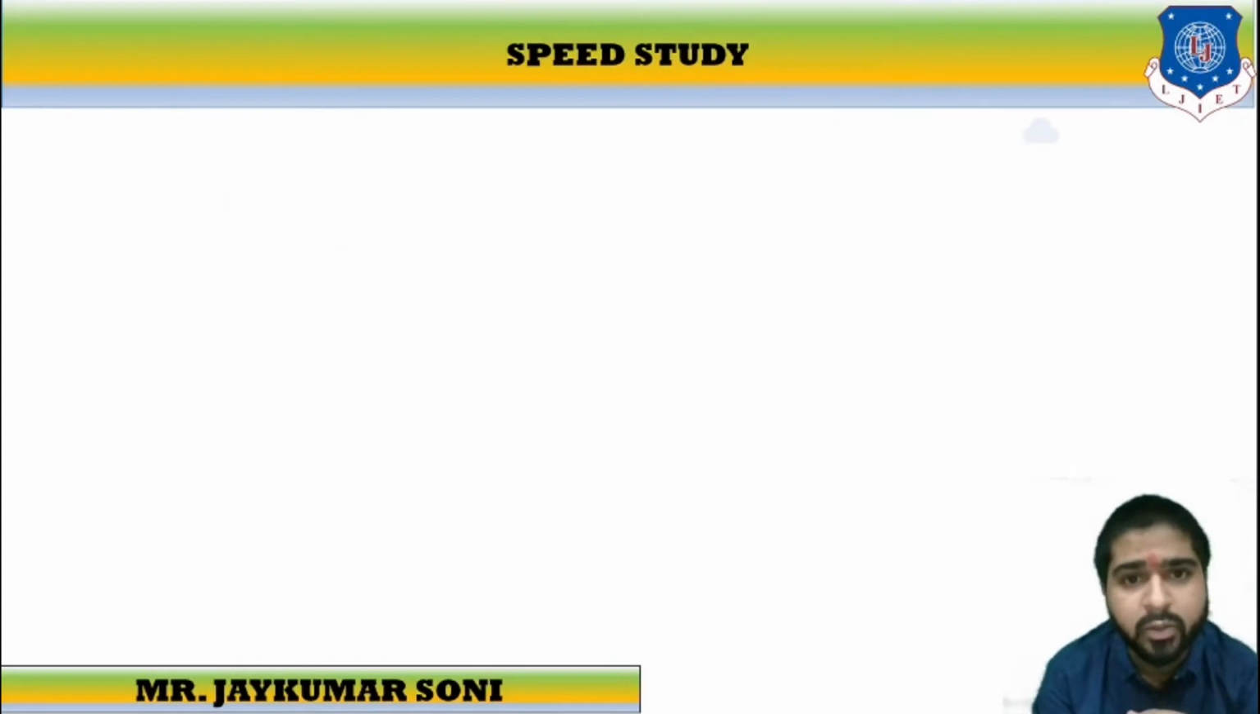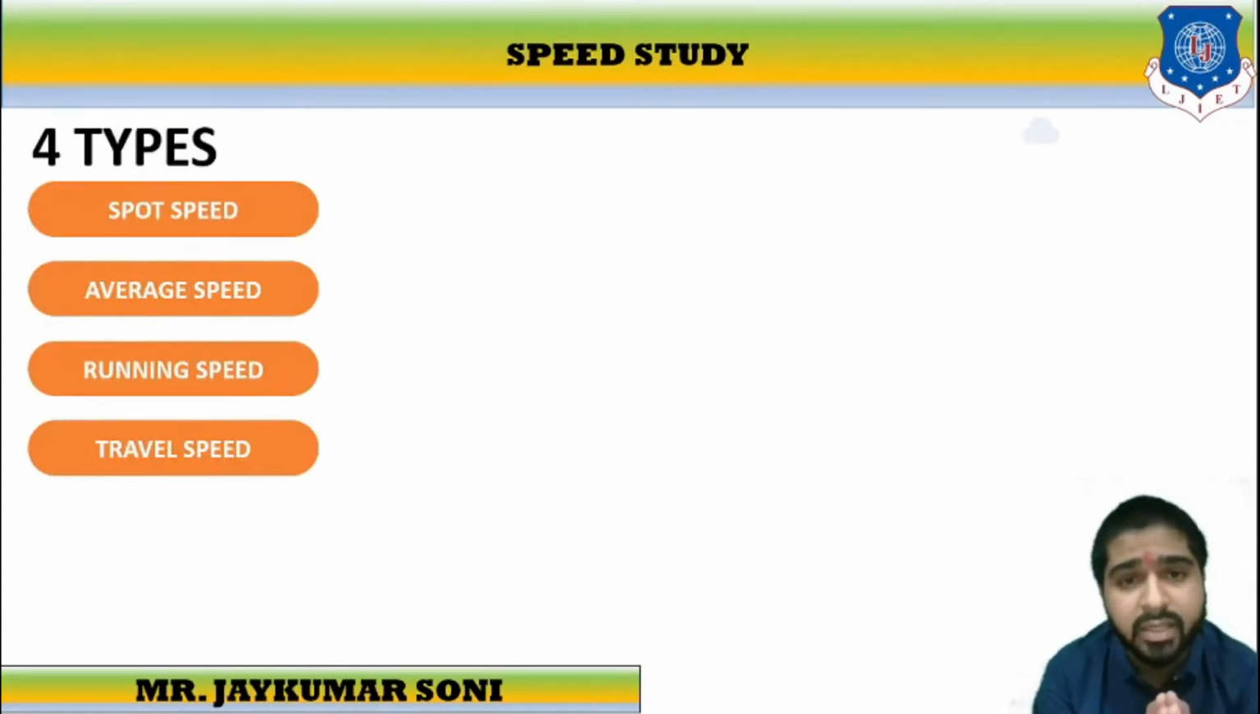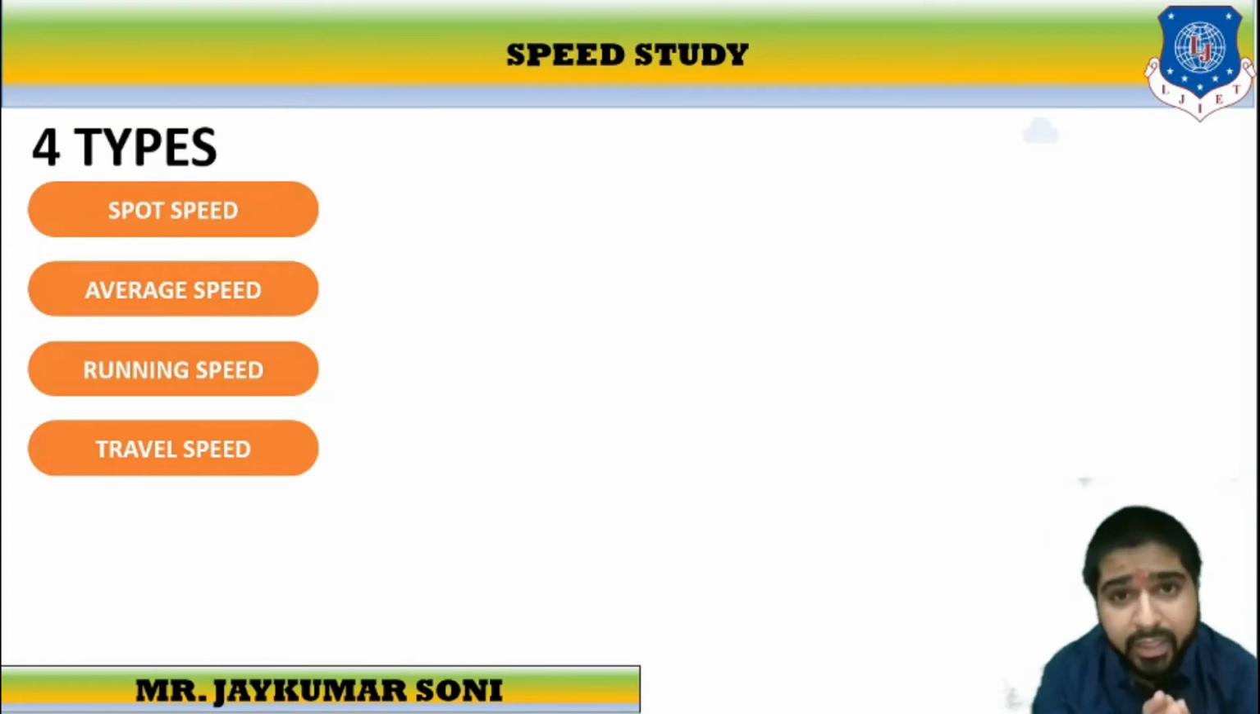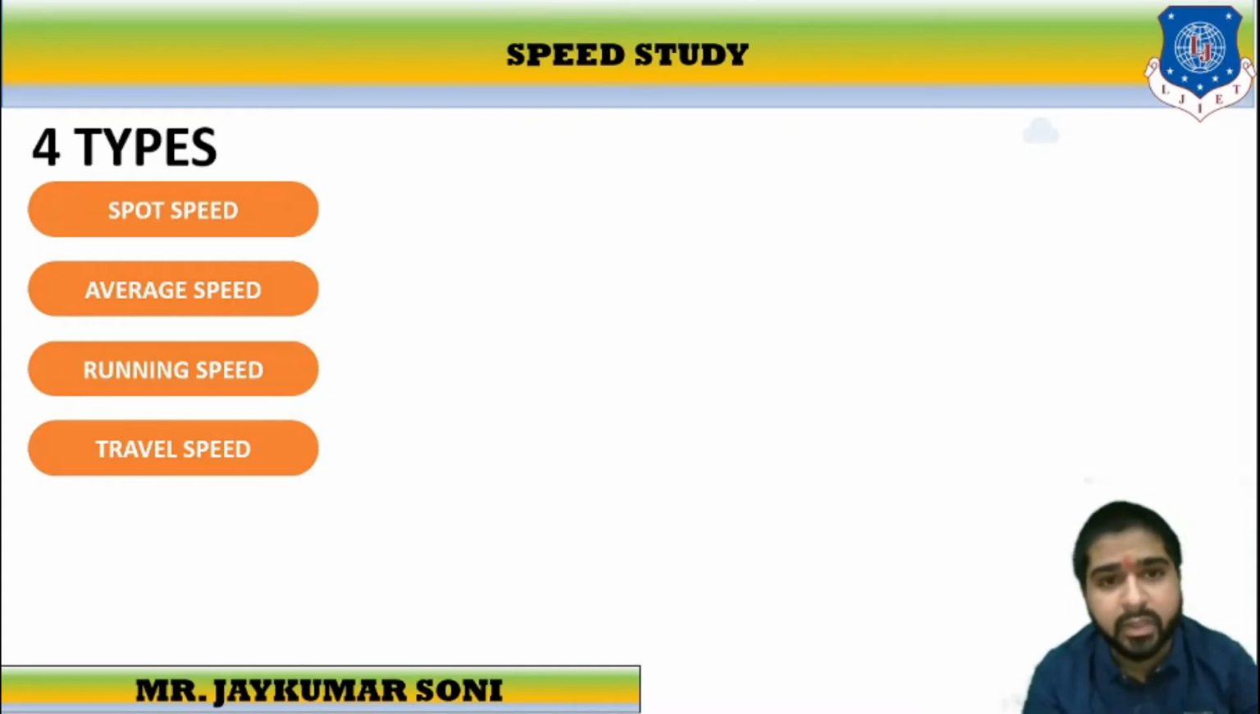Before going into that topic, I would like to mention that there are four types of speed that we need to calculate. First is the spot speed, second is the average speed, third is the running speed, and fourth is the travel speed. So these are the four types of speed that we need to calculate. Let us discuss those things in detail.